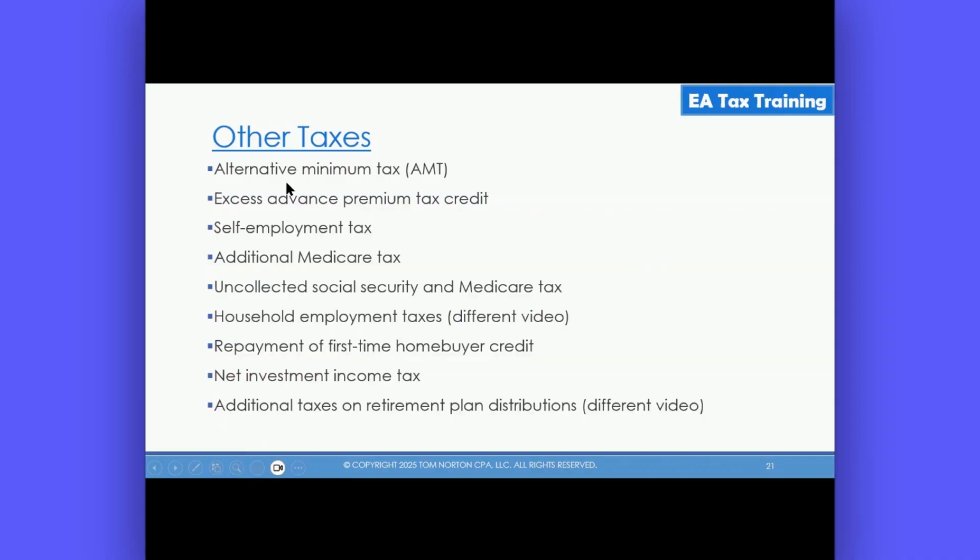So you can see it's the alternative minimum tax, the excess advance premium tax credit, self-employment tax, the additional Medicare tax, uncollected Social Security and Medicare tax, repayment of first-time homebuyer credit, and the net investment income tax.